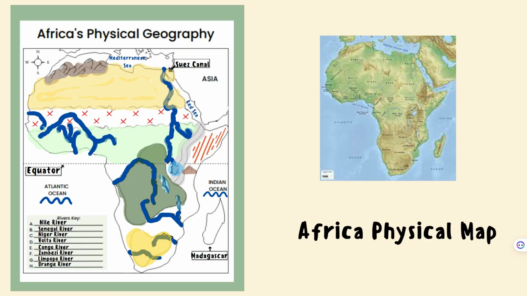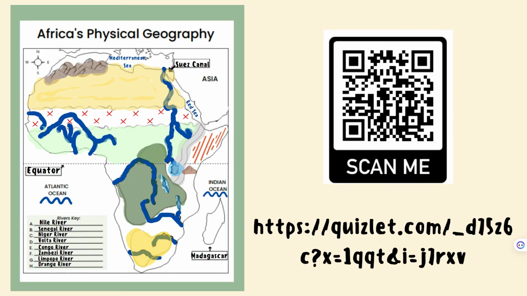Well, we did it. We finished up our physical geography map. Now you have a map that represents the major physical features of Africa. If you have a few minutes, go ahead and jump on Quizlet and review and see if you can identify these physical features that we've spent time talking about today.